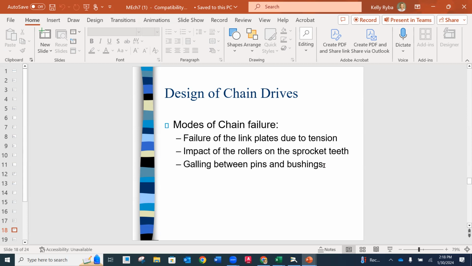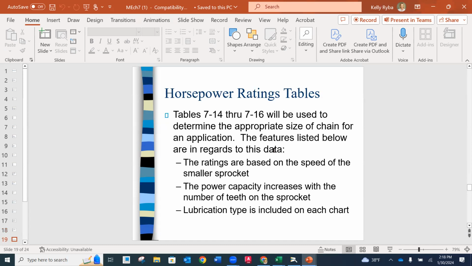Over time, it just kind of wears away as it runs. And then also, that very same thing, the galling of the pins and the bushings that are in there. So those are the failures we would be concerned about as we're designing.